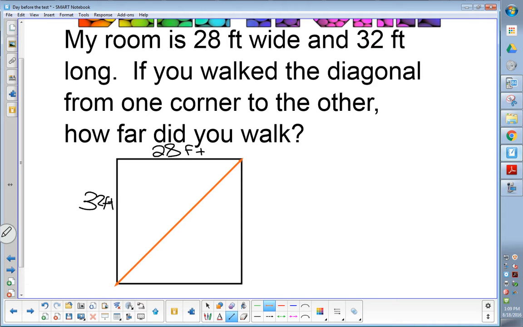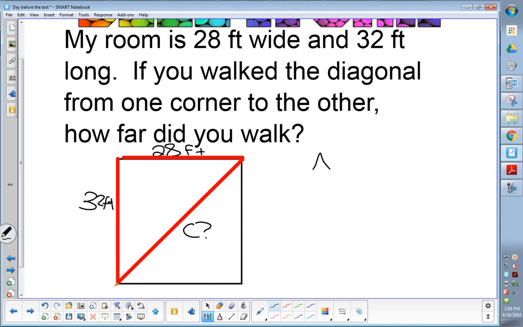I drew my picture. What shape did I just draw? It's a triangle. You've got a triangle built right here. 1, 2, 3. I've got two sides. I'm solving for the third one, so I'm looking for this side over here. What formula are we going to use to find the missing side? Pythagorean theorem. You need to make sure you know it. A squared plus b squared equals c squared.